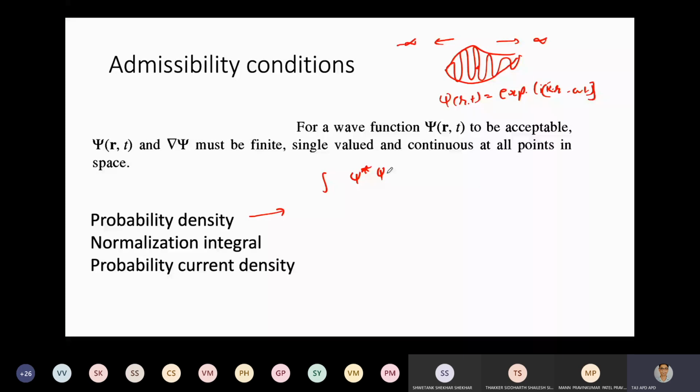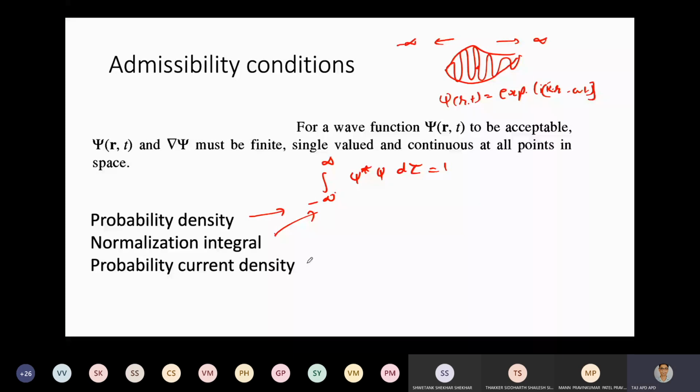I mean the normalization integral. Then we saw that this probability also changes as the wave function changes, so we should have some unified concept to describe the probability. That is the probability current density. So, probability current density, what was that? That was J.